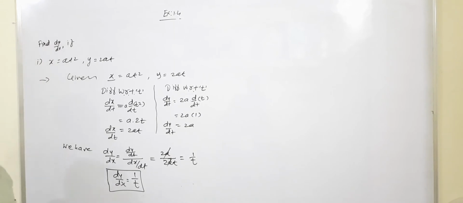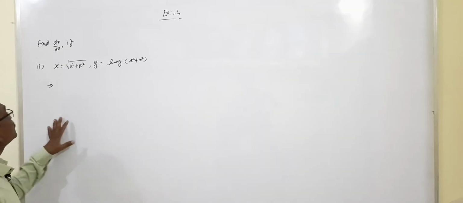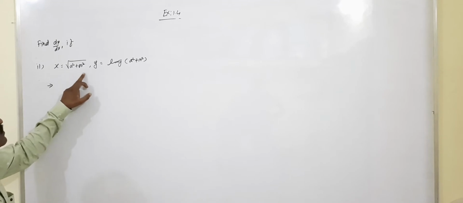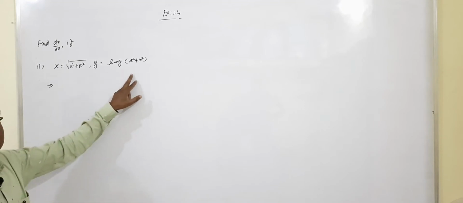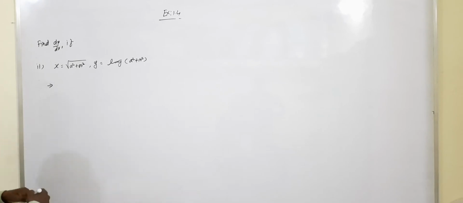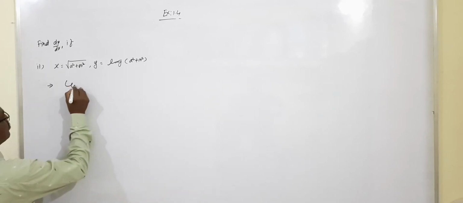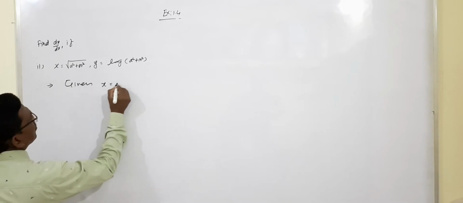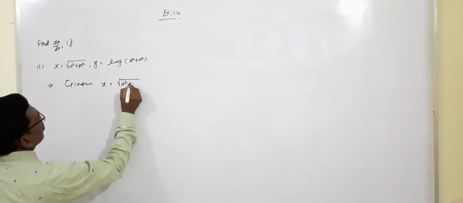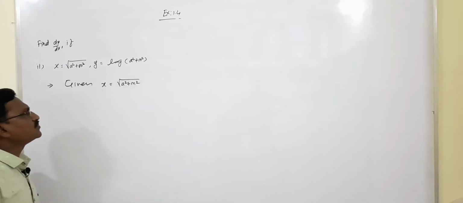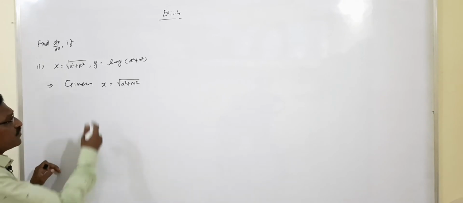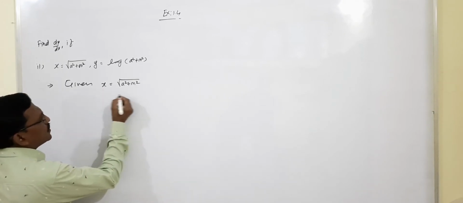Now we take the next example. Now we take the second. x equal to root of a square plus m square and y equal to log of a square plus m square. So first, given x equal to root of a square plus m square. Here m is a parameter. That's why we differentiate this function with respect to m.